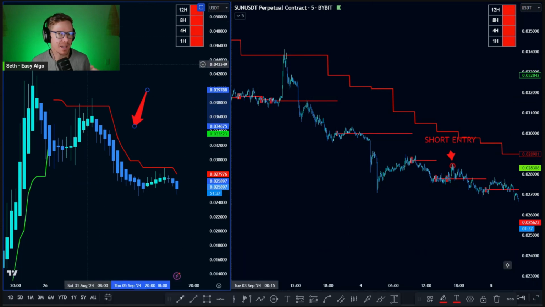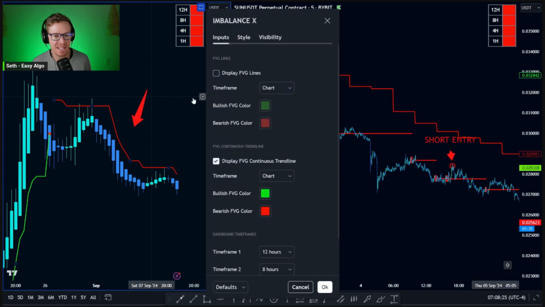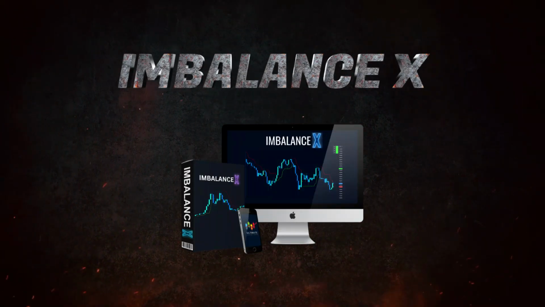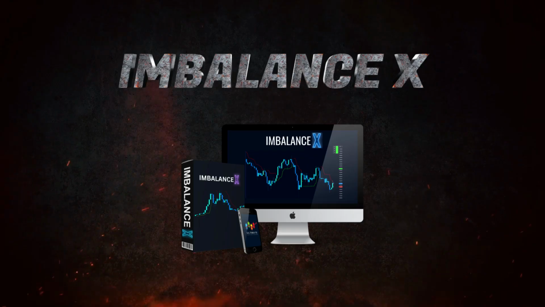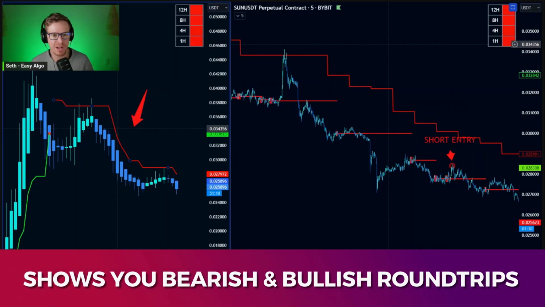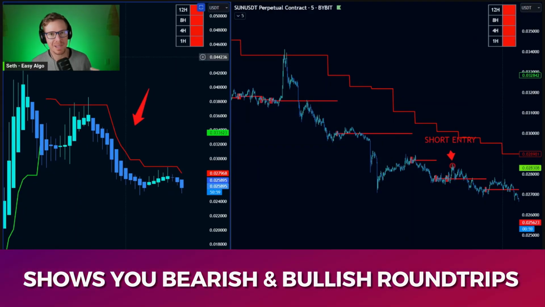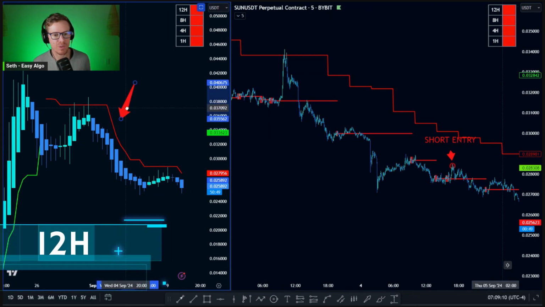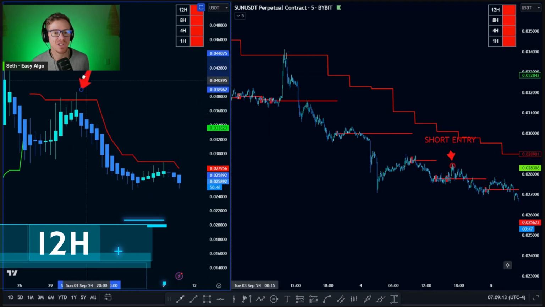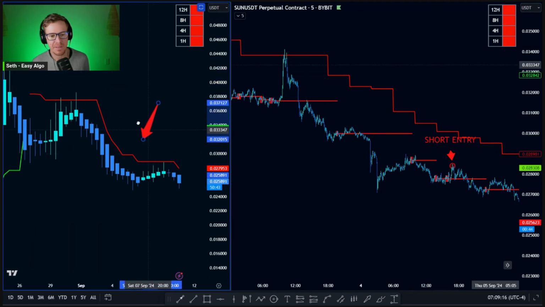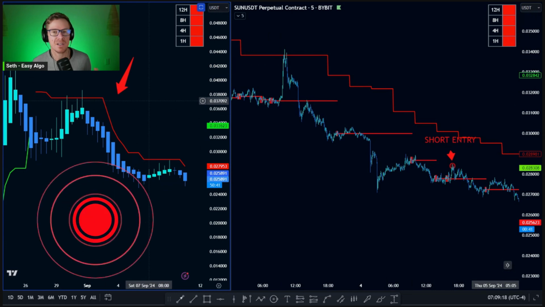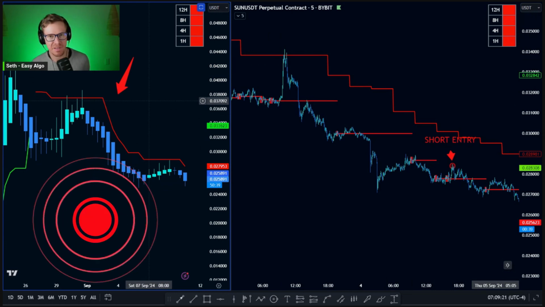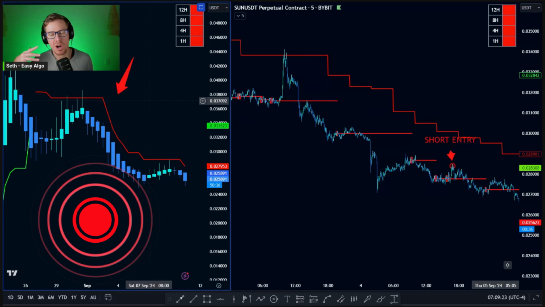For the higher time frame chart, I'm only using Imbalance X. Imbalance X is a price action indicator that lets you know when the market goes into bearish round trips or bullish round trips. It shows you where the momentum in the market is primarily focused, whether it's more towards long trades or more towards short trades. As you can see, I'm on the 12-hour over here, which is a very high time frame, and you can see we've still got the red fair value gap line, which is letting us know that it is in a very bearish environment and that the majority of traders are going short.